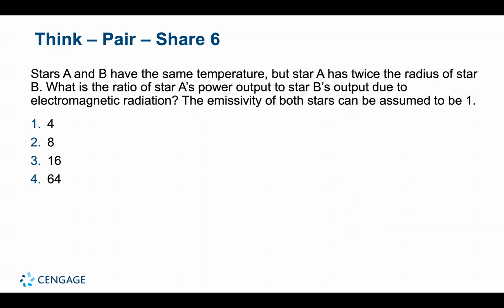Here's a question: stars A and B have the same temperature, but star A has twice the radius of star B. What is the ratio of star A's power output to star B's power output due to electromagnetic radiation? The emissivity of both stars can be assumed to be 1. The answer is PA over PB equals 4. From Stefan's law, the power radiated by an object at absolute temperature T is proportional to the surface area of that object. Star A has twice the radius and thus 4 times the surface area of star B.